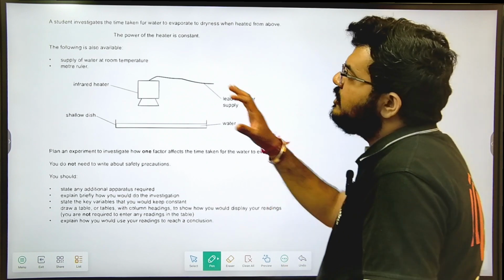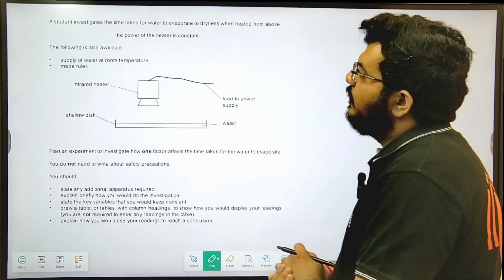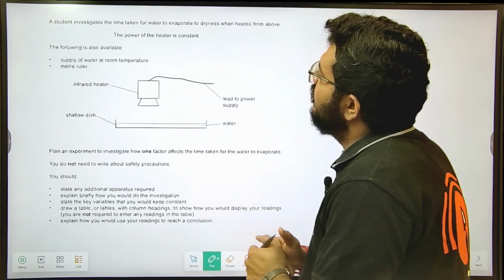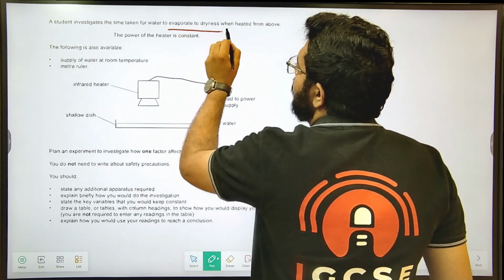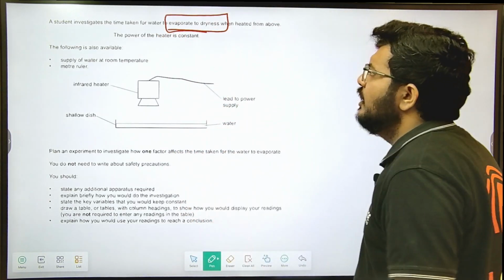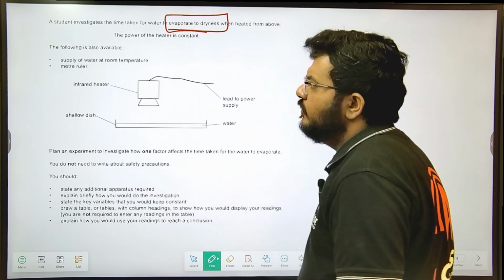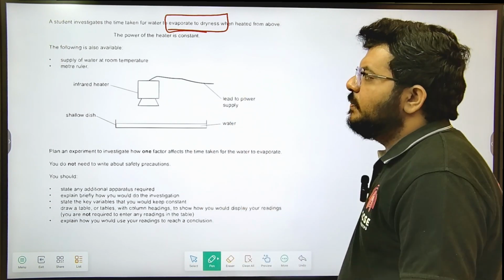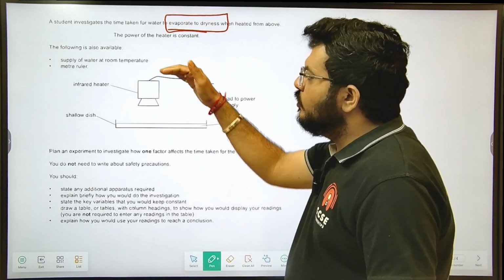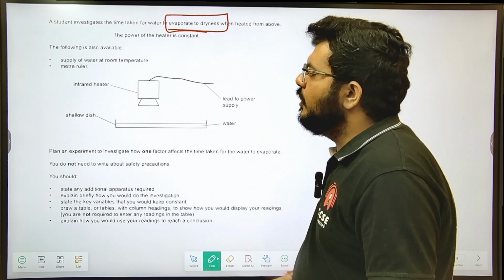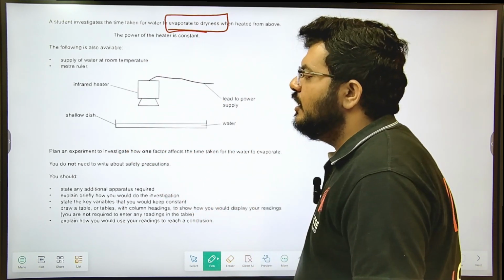Okay, this is the last question that we are going to study today. A student investigates the time taken for water to evaporate to dryness, right? Evaporate to dryness, very important here. When heated from above, the power of the heater is constant. Following also available: supply of water at room temperature, meter ruler. What will the meter ruler help me do? Decide the height above the shallow dish at which the heater must be placed.